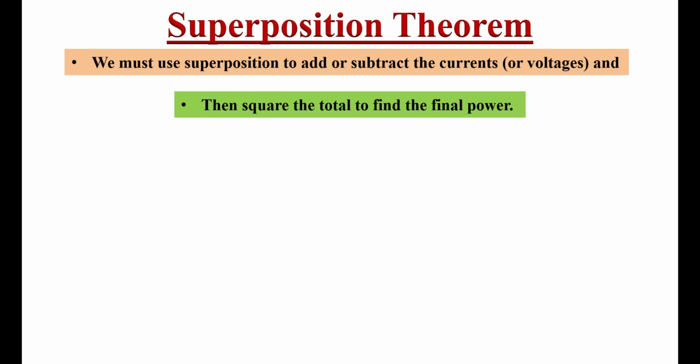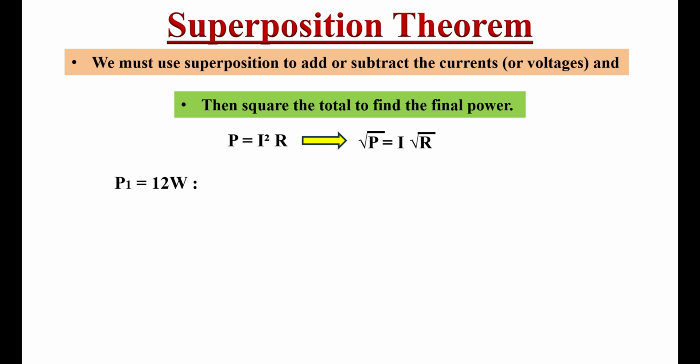So how do we actually solve this? The rule is simple. Use the superposition theorem to find the total current or voltage first. We find the individual currents, add or subtract them depending on their direction, and then square the total to find the final power. If we see the power formula, P equals I square R. To make it easy, square root of P equals I square root of R.